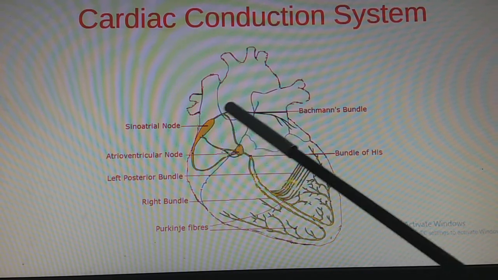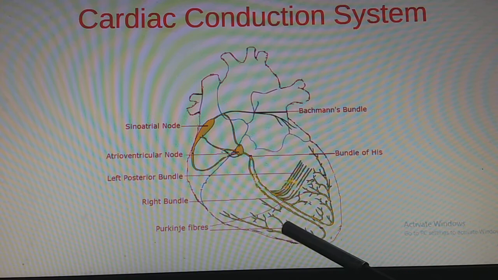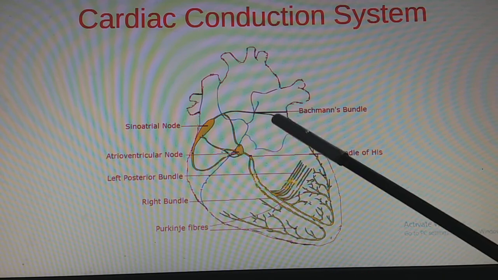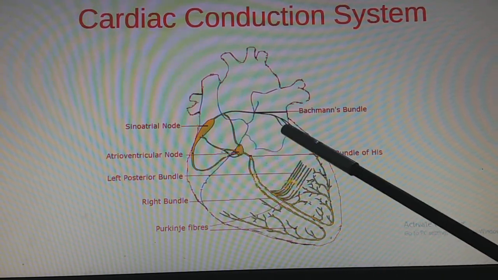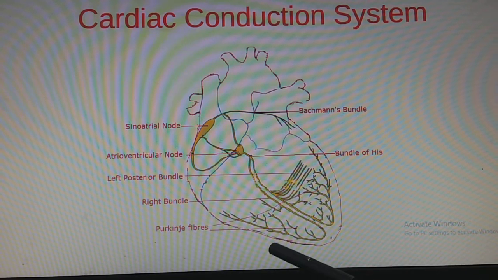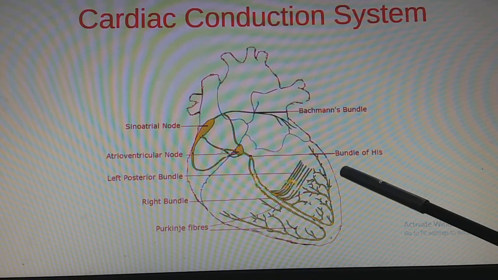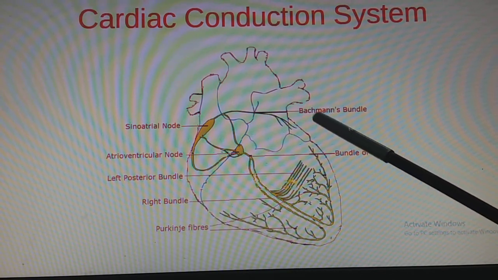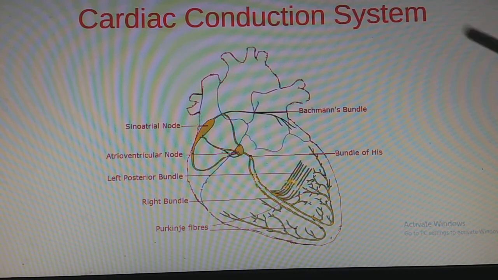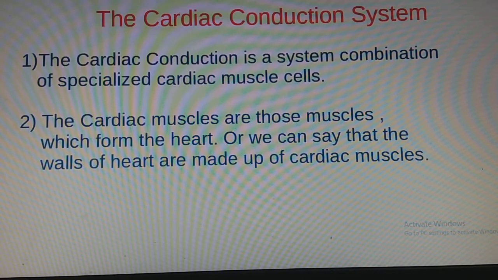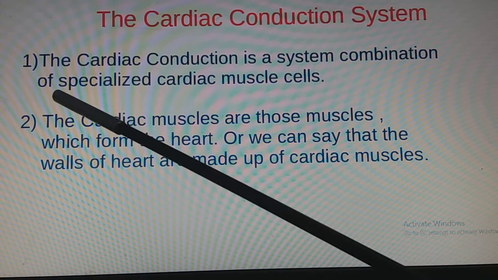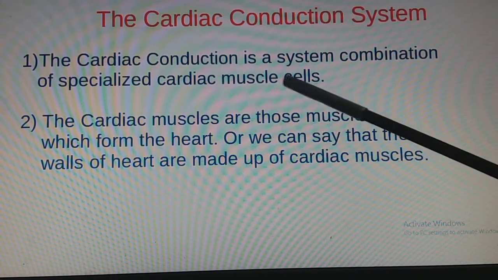Now, what is the benefit of this electrical impulse? First of all, the electrical impulse helps both the atria to contract. After that, the impulse is forwarded here and it helps both the ventricles to contract. With the help of this contraction, the blood is pushed into the ventricles and then from the ventricles to the body and lungs.